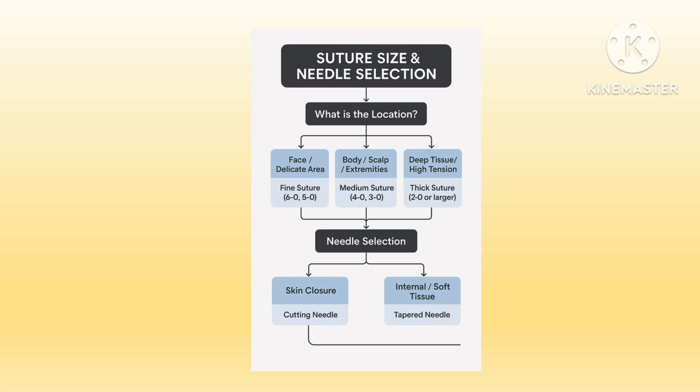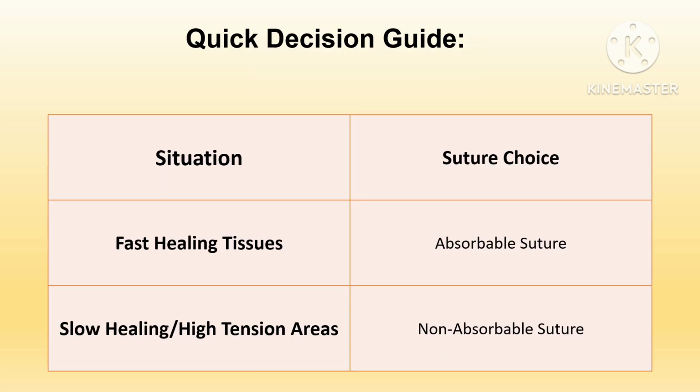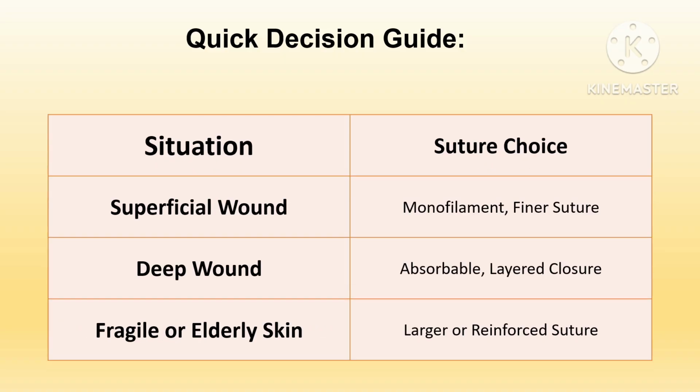Is the wound under tension? High tension areas like joints or the back. In that case, we use non-absorbable or reinforced sutures to prevent wound dehiscence.